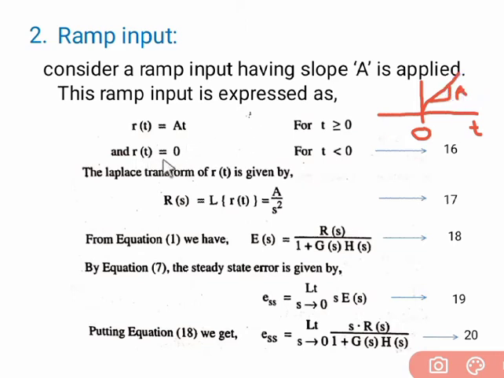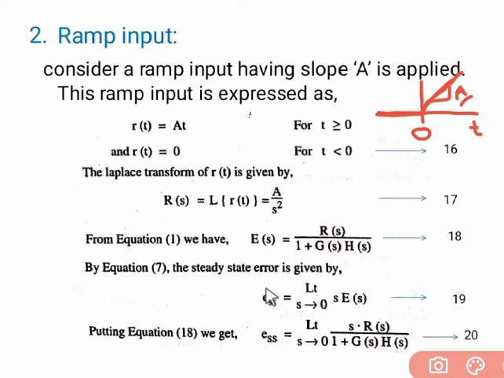And r(t) equal to 0 for t less than 0. So this is the ramp input having slope A, and it is defined by r(t) equal to At. The Laplace of the ramp input is A by s square. So from the equation we have Es equal to Rs divided by 1 plus GsHs, but here Rs equals A by s square.